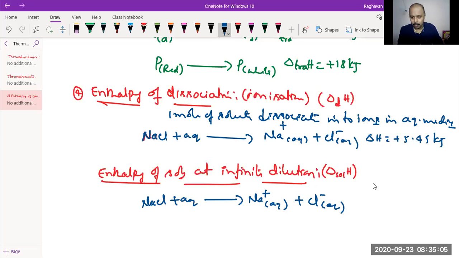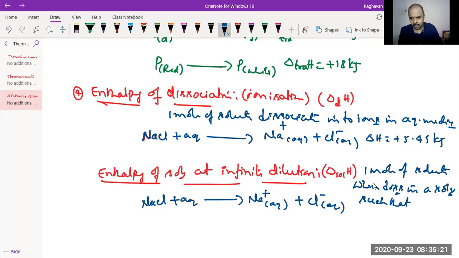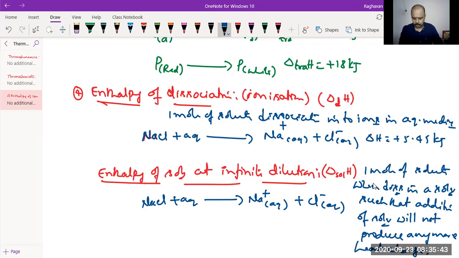So 1 mole of solute when dissolved in a solvent such that addition of solvent will not produce any more heat change. That's called enthalpy of solution at infinite dilution. Okay, so just know about it.